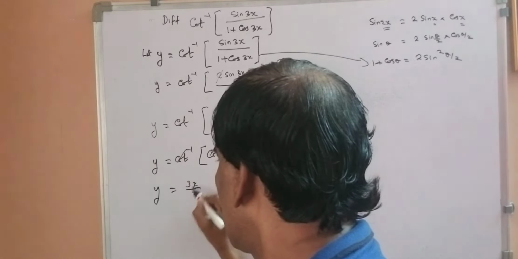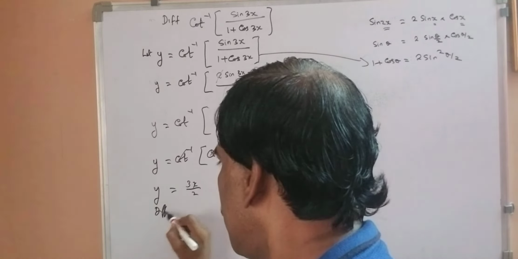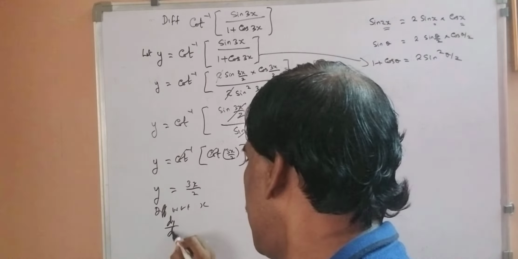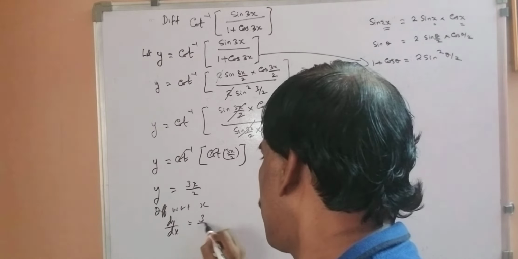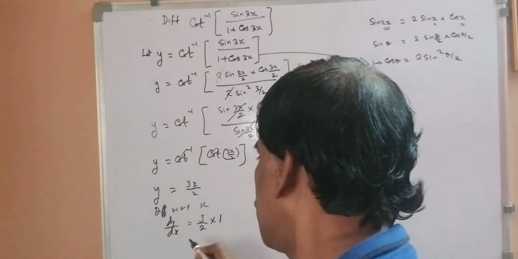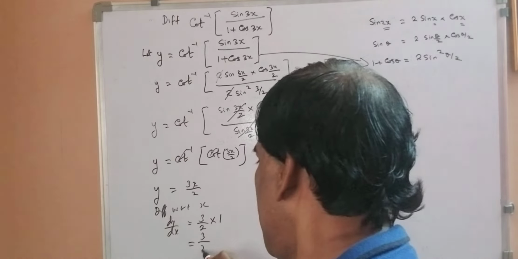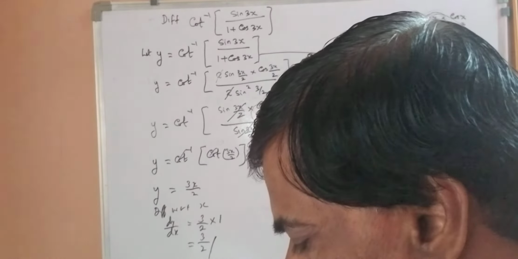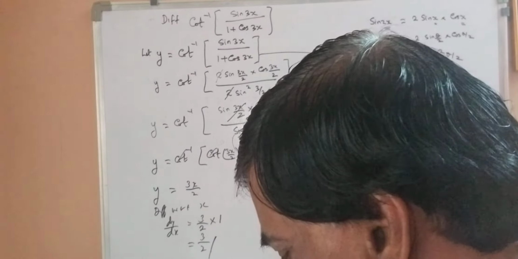So differentiating with respect to x, dy by dx equal to 3 by 2 is constant, derivative of x is 1. So the answer is 3 by 2. Is it simple? Yes. Now one more problem we will do.